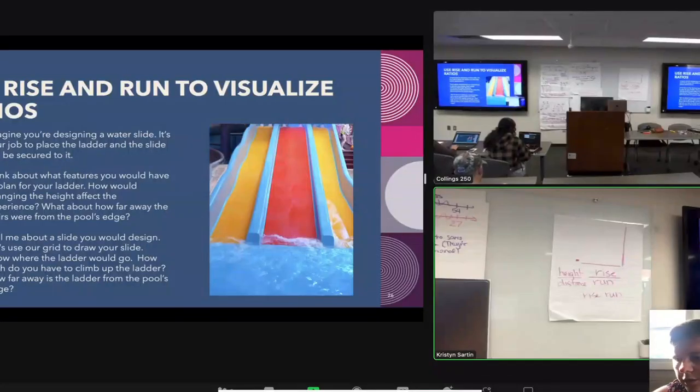How would changing the height or how far away the stairs or the ladder is from the pool's edge affect the experience? Sorry, there's a little delay getting to the third section. You'll need to pull up the PowerPoint slide and check to see where it dropped off.